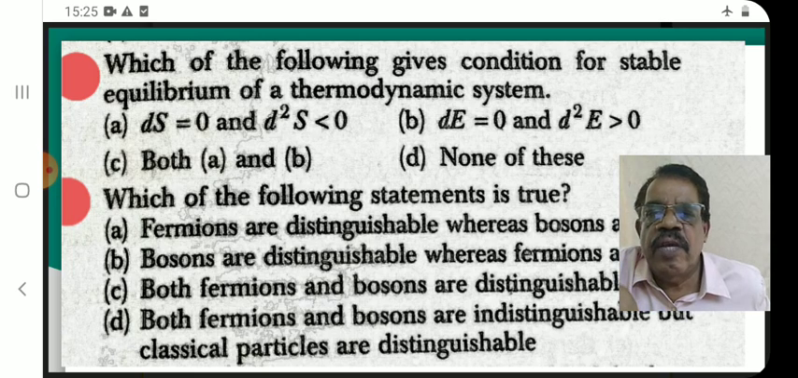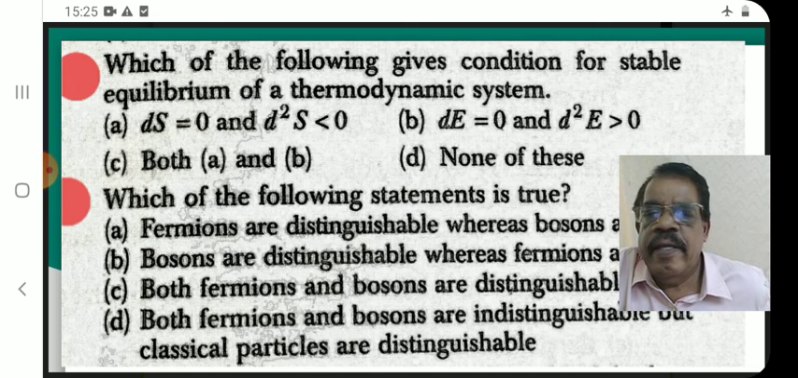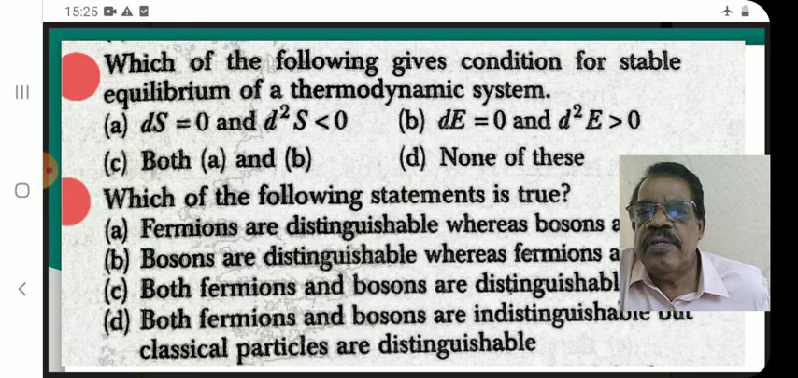Which of the following gives the condition for stable equilibrium of a thermodynamic system? A, dS is equal to 0 and d square S is less than 0. S stands for entropy. B, dS equal to 0 and d square S greater than 0.